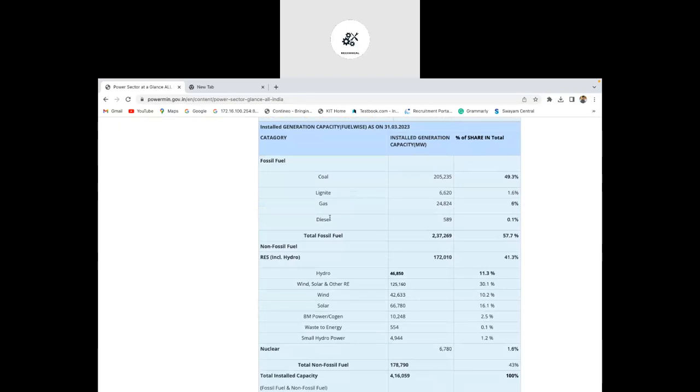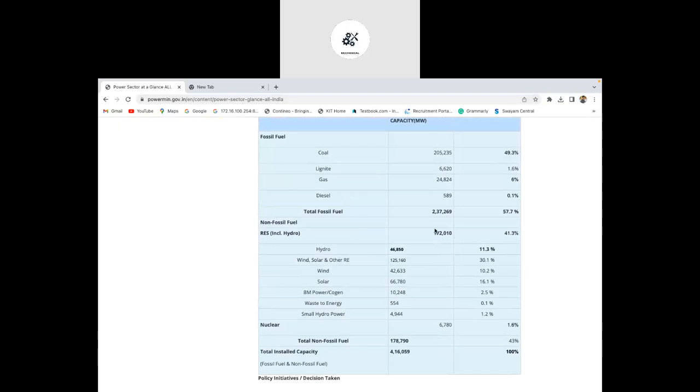If we look at the installed generation capacity resource-wise, on the 31st March 2023, you will see the different resources through which we are generating power, and their percentages. You can see that nearly 60% of the energy is generated using fossil fuels, whether in thermal power plants or other power plants. Within fossil fuels, we largely depend upon coal, because nearly 50% of total energy is generated through coal-powered thermal power plants.